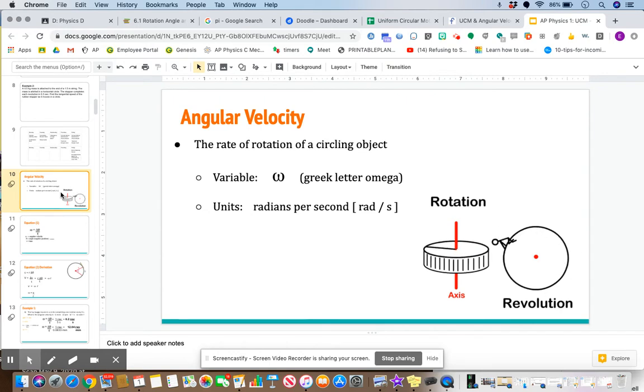So it's the amount of radians, or the theta, that is covered in a specific amount of time. And that time we measure in seconds. So for the rate of rotation of a circling object, we use the Greek variable omega to represent it. It kind of looks like a curly W, but that is a lowercase omega.